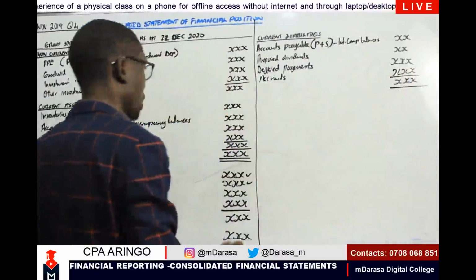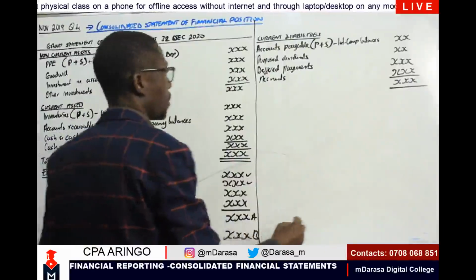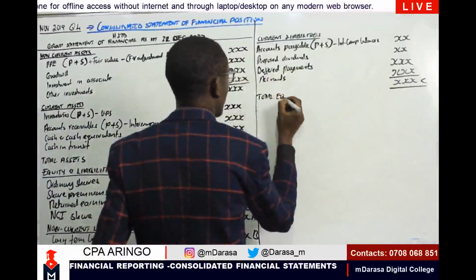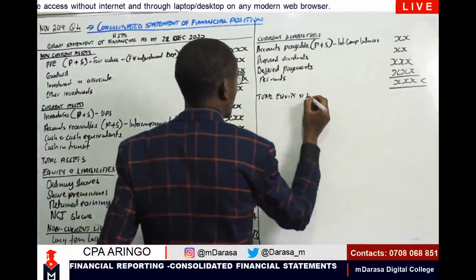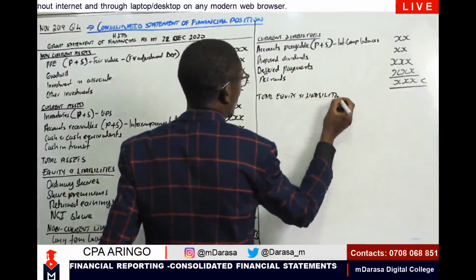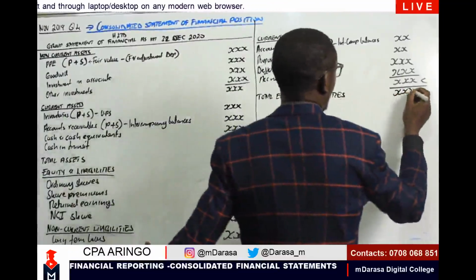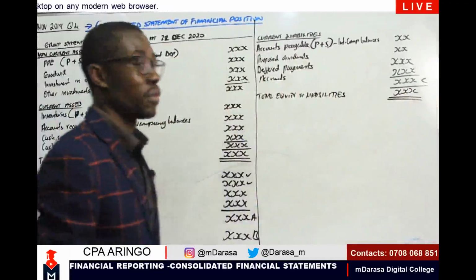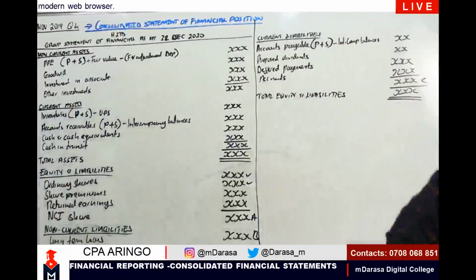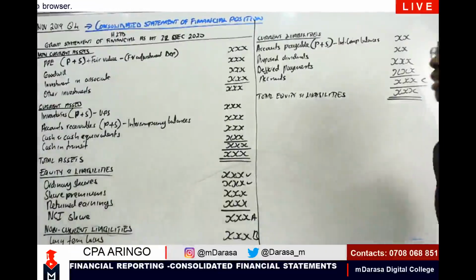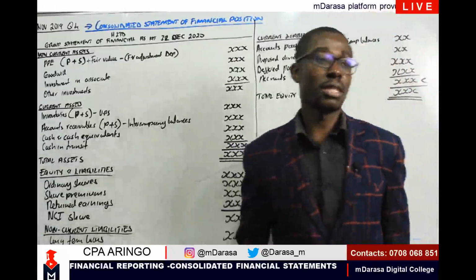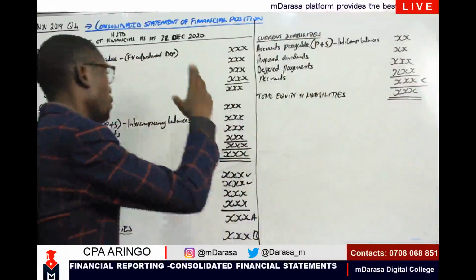So taking our A plus B plus C, this now should give us our total equity and liabilities. We should be having it at that point. So that should give us a format of the consolidated statement of financial position. Whenever you have this format at the back of your mind, you'll find that it will be very easy for exam purposes. Just have the format the way it is.